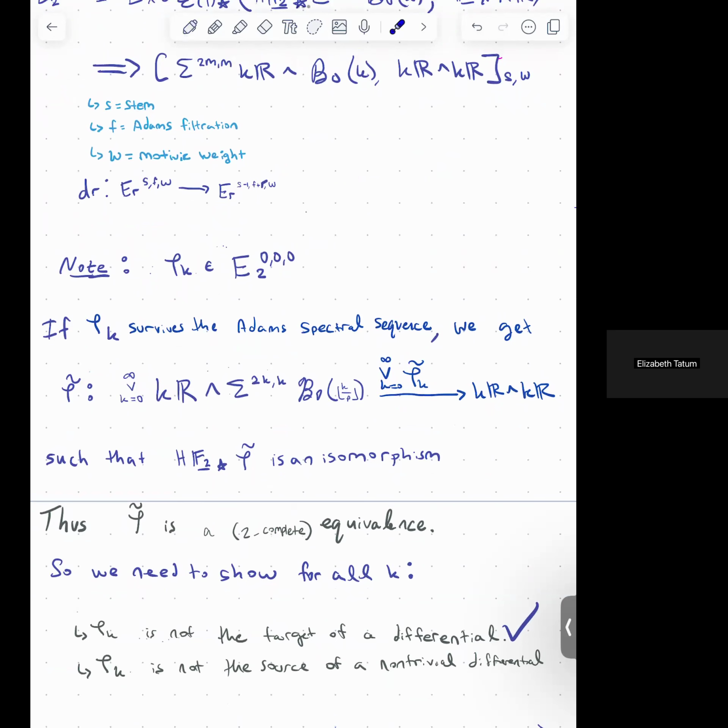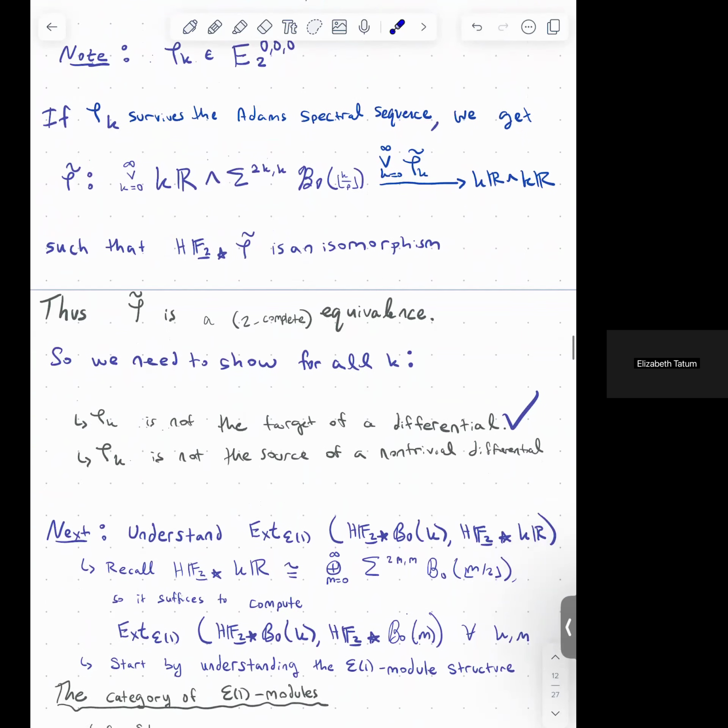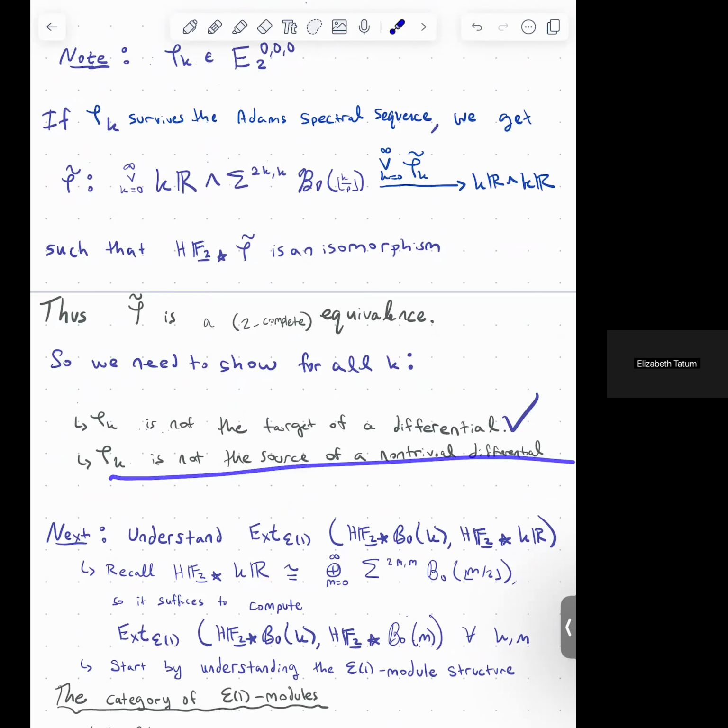Okay, but then what about the other bit? We need to know that phi k is not the source of a non-trivial differential. And that turns out to be a bit more work. So in order to show that, what we'll do is try to get a handle on this E2 page, so understand where the classes are living and things like that.